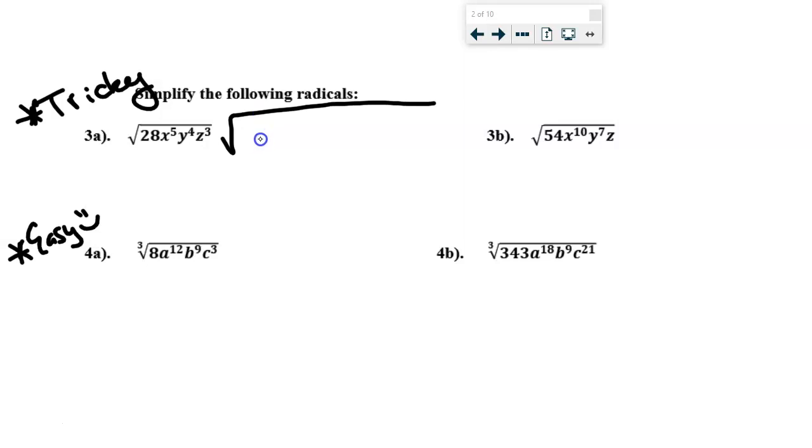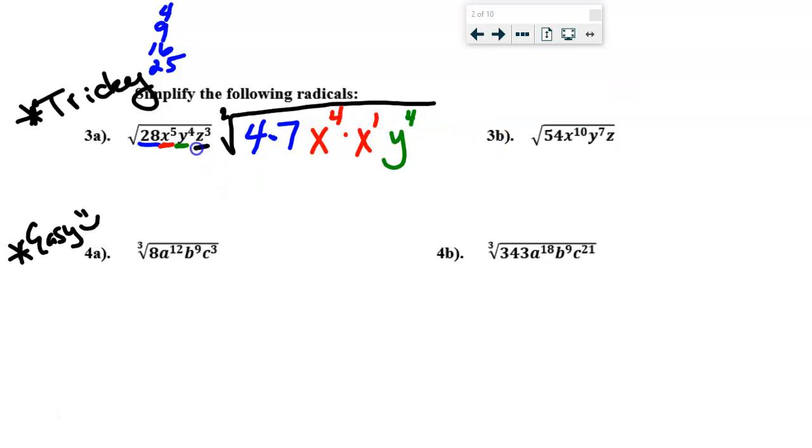So when I look on my chart of perfect squares, I'm looking at 4, 9, 16, 25. 4 is a factor of 28. So I'm going to write this as, instead of 28, I'm going to write 4 times 7. And then for the x to the 5th power, I'm going to write that as x to the 4th times x to the 1st. And I'm breaking it up that way because remember this is a square root, so I can partially reduce x to the 5th if I break it up. The y to the fourth, I'm not going to do anything with because it's going to divide perfectly.